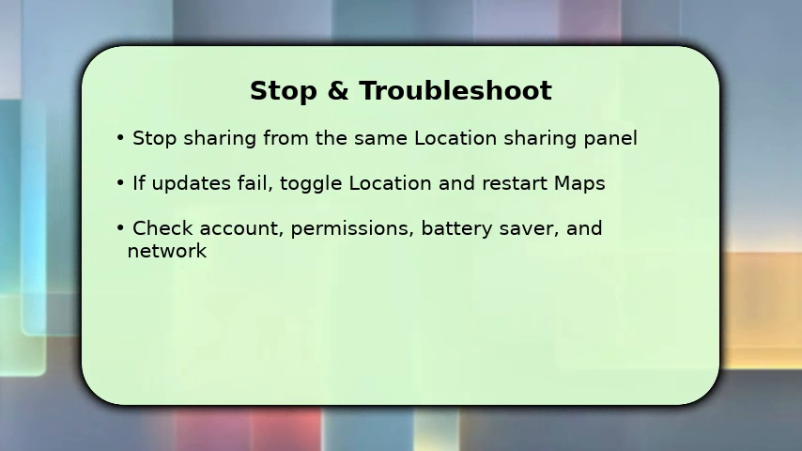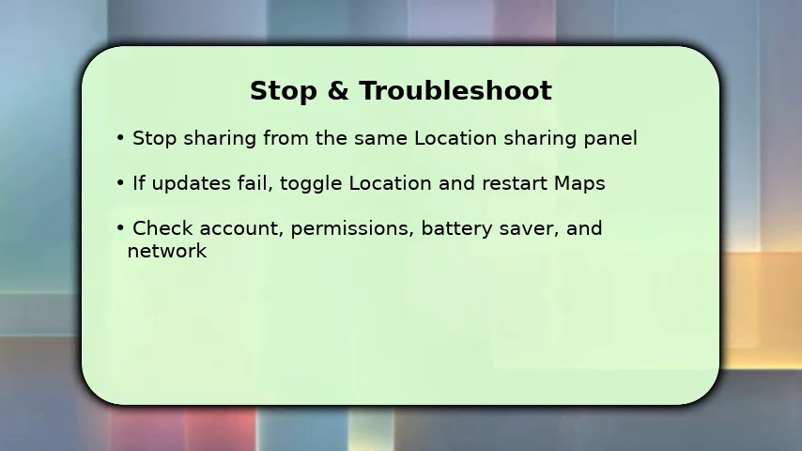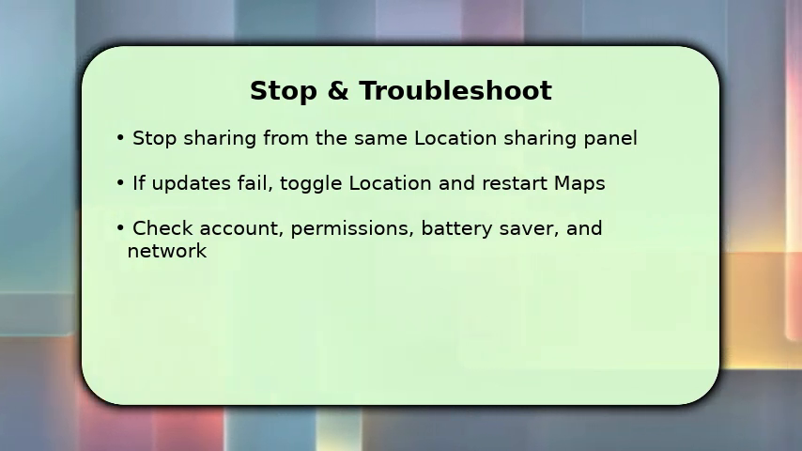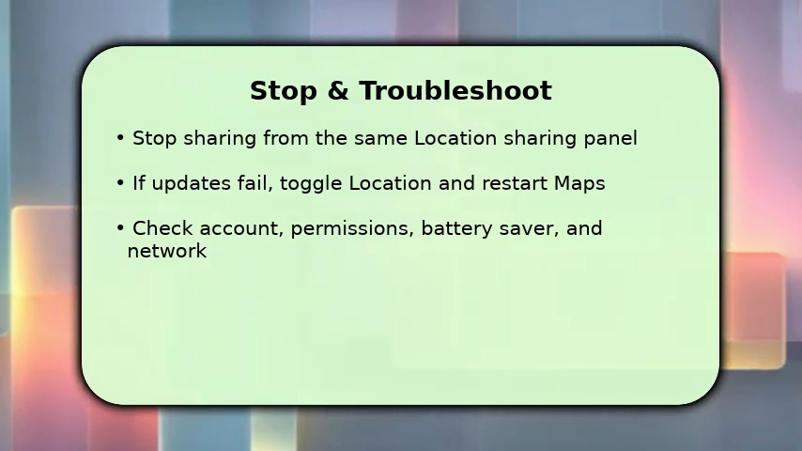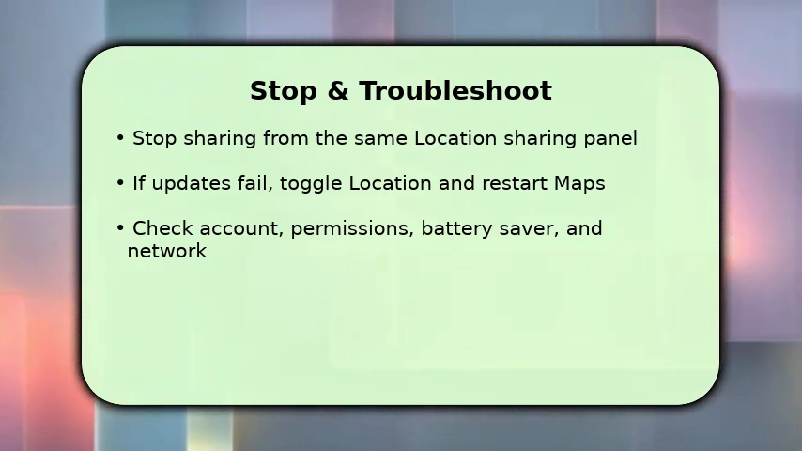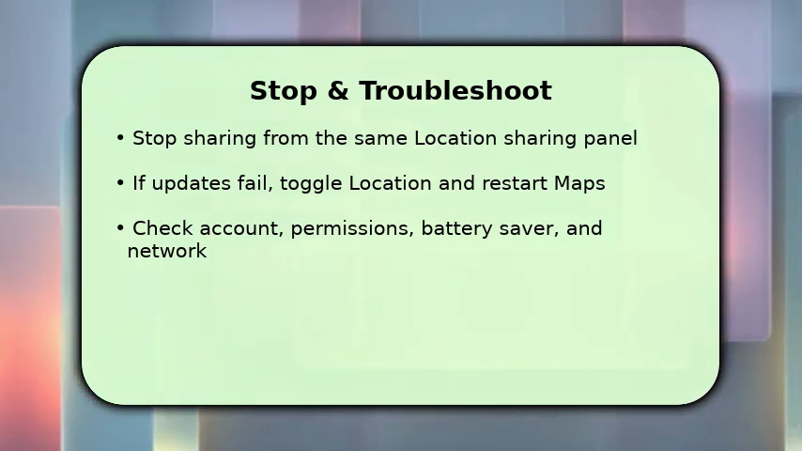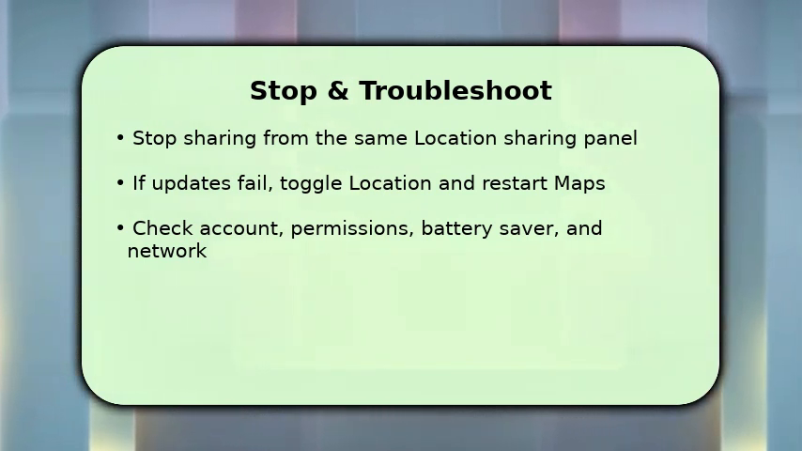If recipients report stale or missing updates, first toggle your device location off and on, then restart the Maps app because that refresh fixes most locks. Make sure the correct Google account is active, app permissions allow background location, battery saver is disabled, and cellular or Wi-Fi is connected. If problems persist, restart the phone and try sharing again.